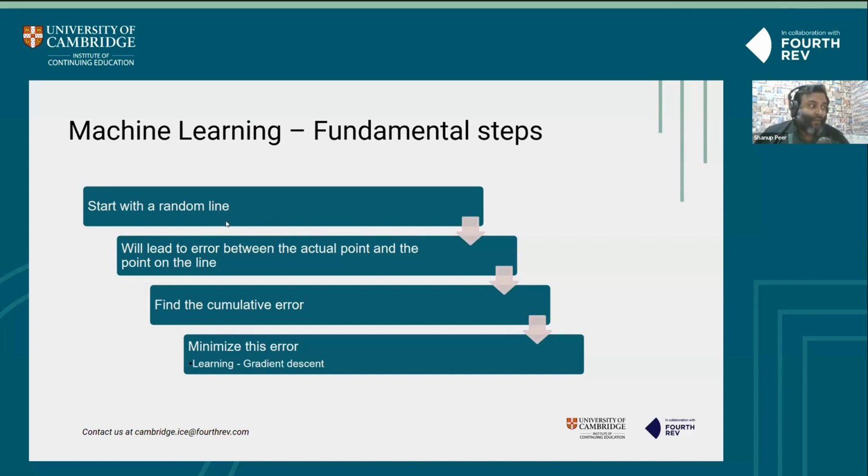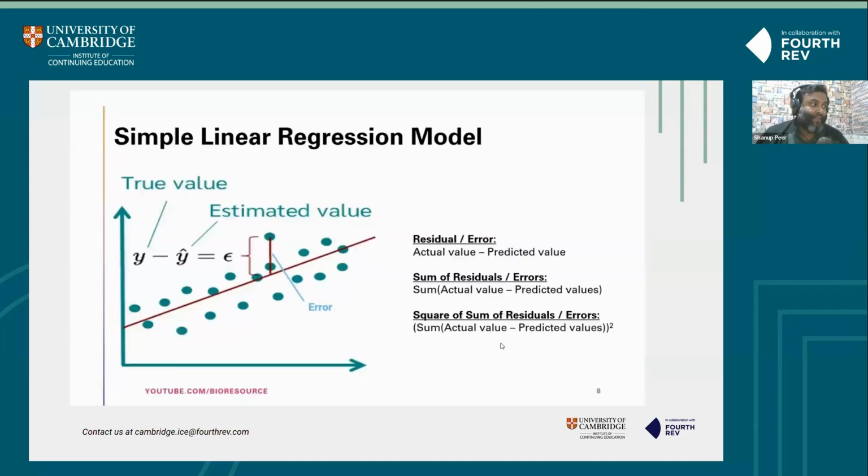So start with a random line. It will lead to an error between the actual value and the predicted value. And our aim is to minimize this error. That, leave it to gradient descent, it will take care of it. So these are the errors. Once you have the line, for each value of the input, the line says that this is the value, but the actual value is this. This is the error that we have. And this error is what we need to feed to gradient descent for it to make the adjustments to W and B.